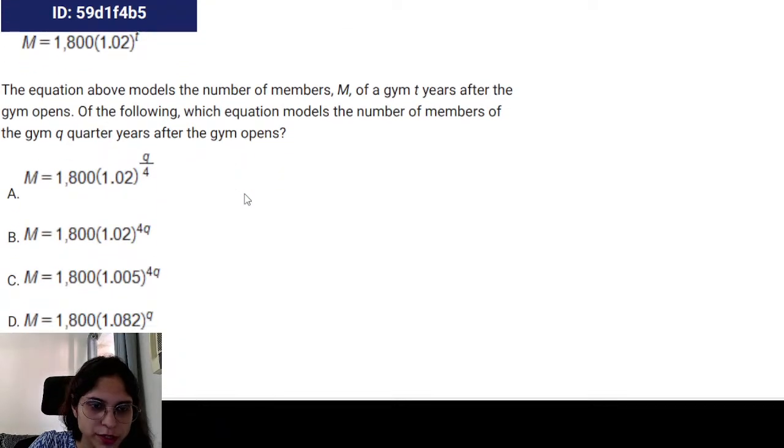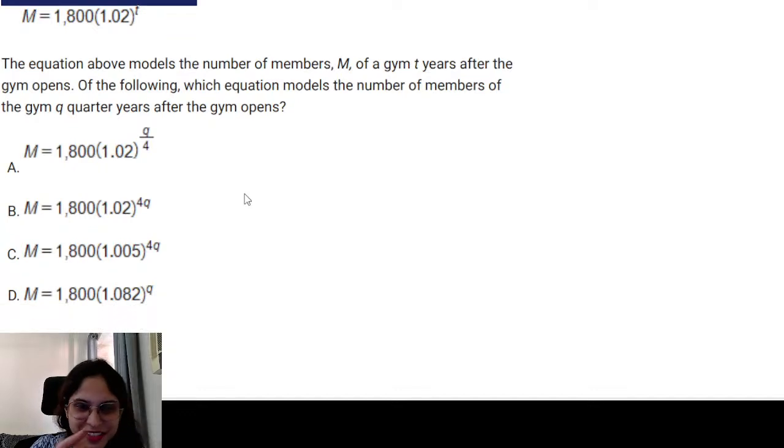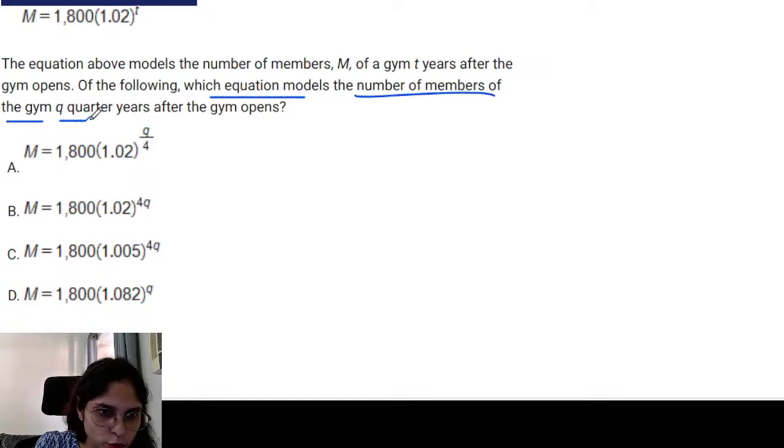1800 times 1.02. This is a very difficult question here. Not difficult, but wordings are very complicated. The equation above models the number of members n, t years after the gym opens. Which equation models the number of members of the gym q quarter years after the gym opens?